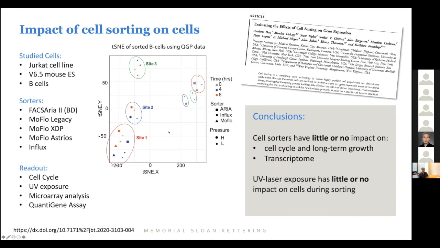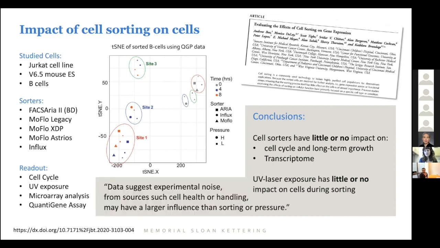And even better, this is just one of the plots they have, where they look at QuantiGene assays to validate the microarray data. When they cluster, things cluster in terms of sites. Notice there are no differences between ARIA, Influx, MoFlo, the cuvette system, nothing. It clusters in terms of sites. So again, and this is from their paper, the data suggests experimental noise from sources such as cell health or handling may have a larger influence than the sorting systems themselves.